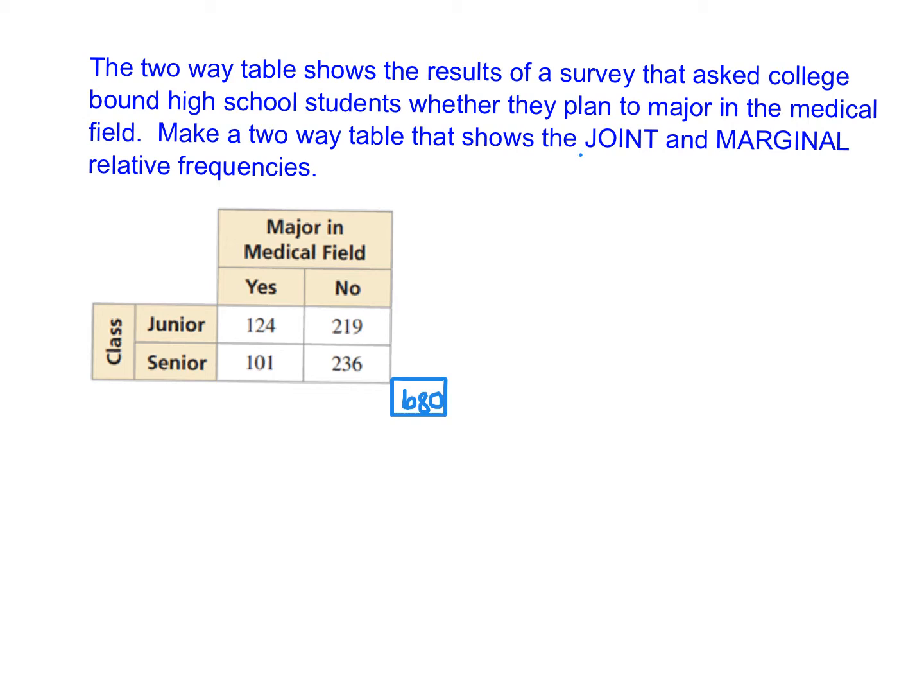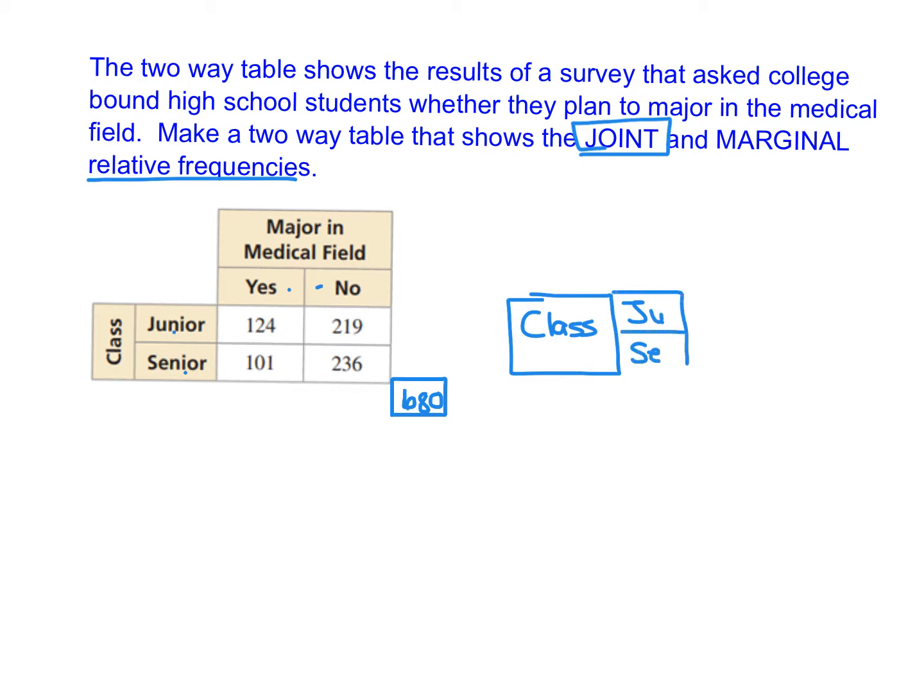Now, I'm going to start by finding my joint relative frequency because that one is going to help me find my marginal. What I see here is grades of juniors and seniors, and whether or not they are going to major in the medical field. So I'm going to start by making a new table over here. It's going to have their class, and then junior and senior, abbreviated a little bit to save on space. And then from here, majoring in the medical field, yes or no.